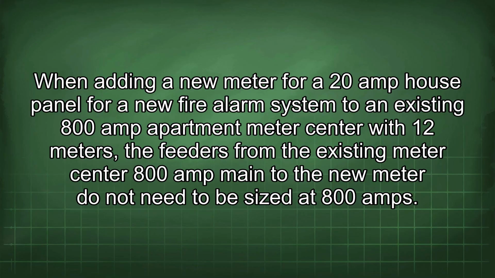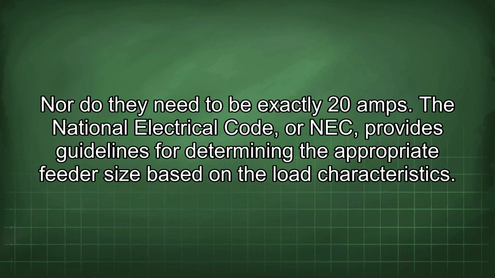When adding a new meter for a 20 amp house panel for a new fire alarm system to an existing 800 amp apartment meter center with 12 meters, the feeders from the existing meter center 800 amp main to the new meter do not need to be sized at 800 amps, nor do they need to be exactly 20 amps. The National Electrical Code, or NEC, provides guidelines for determining the appropriate feeder size based on the load characteristics.